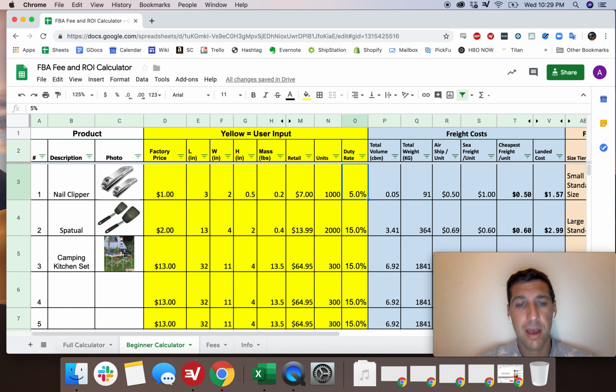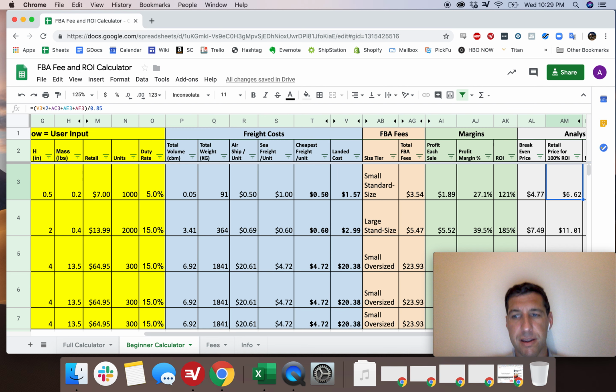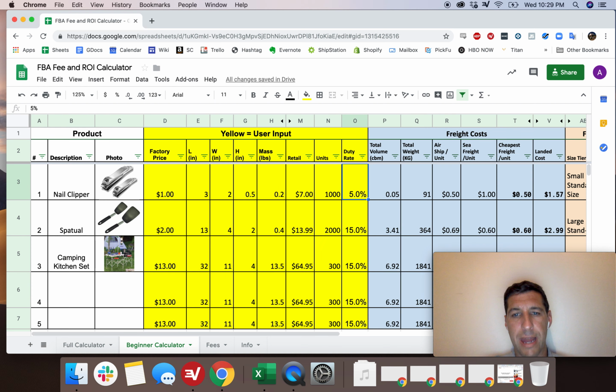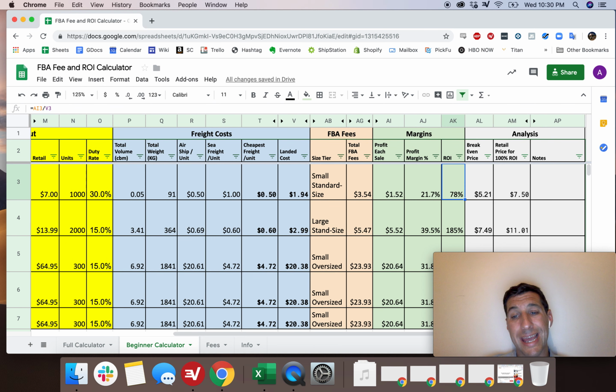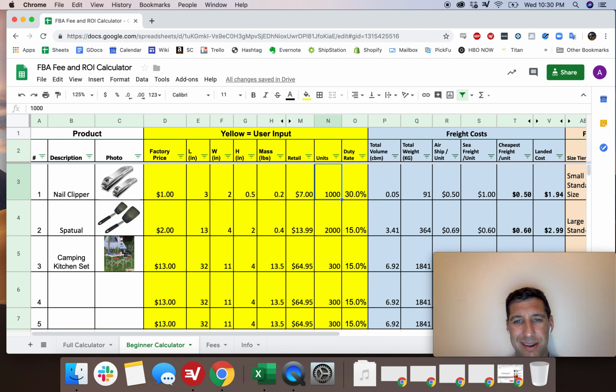Now the fun part is we can start playing with these numbers and see what happens if we change them around. My duty right now is at 5%, and I have 121% ROI. That's good. What happens if I get hit with this crazy Trump tariff and I'm at 30%? My ROI goes down to 79%. Again, not as good. I would be a little scared at that point. What if I only wanted to import like 200 units? Now my shipping goes up.